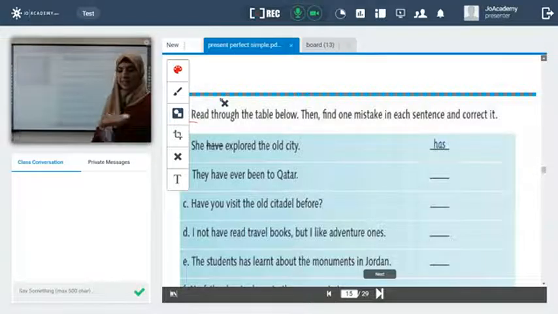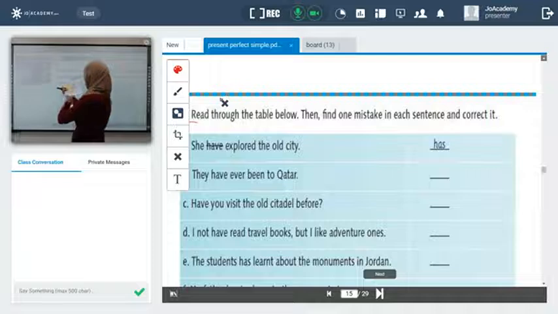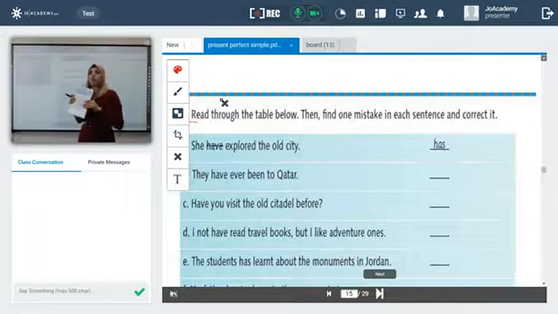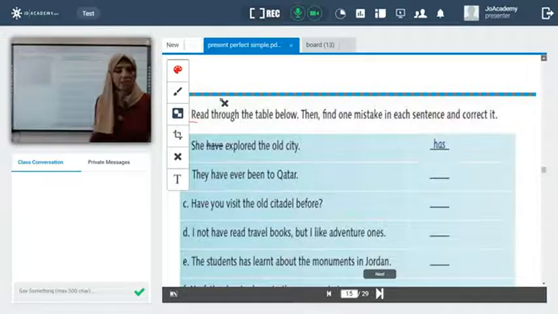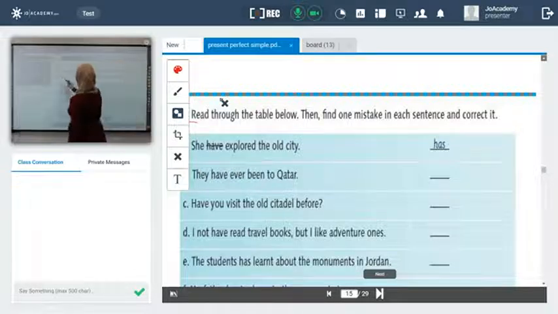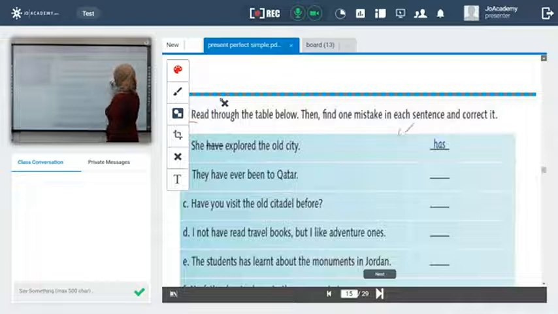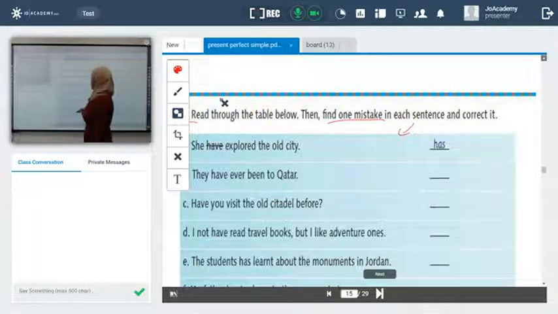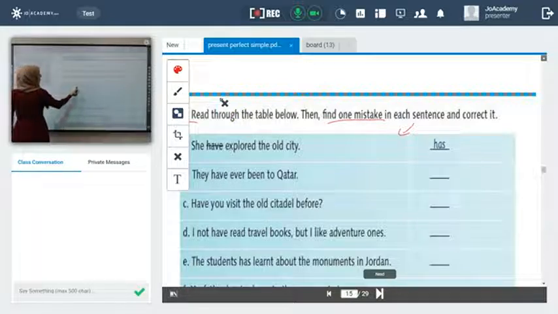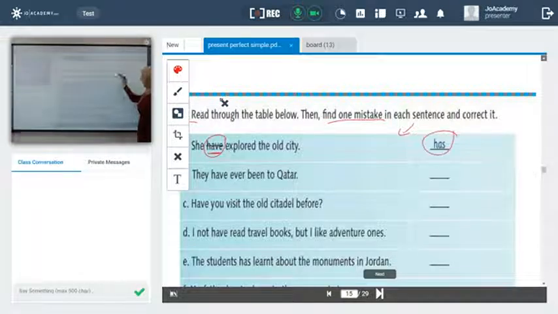Exercise number 4 is page 64. So you need to bring your book again and look at exercise 4. What does the exercise want us to do? We need to read through the table, then find one mistake in each sentence and correct it. So for example, she has explored the city. Can we say she have? This is the mistake. So the right answer is she has.